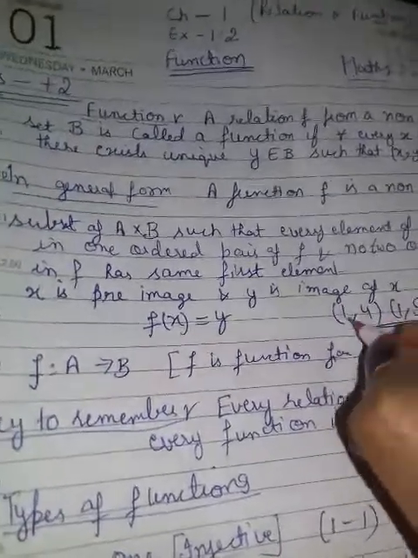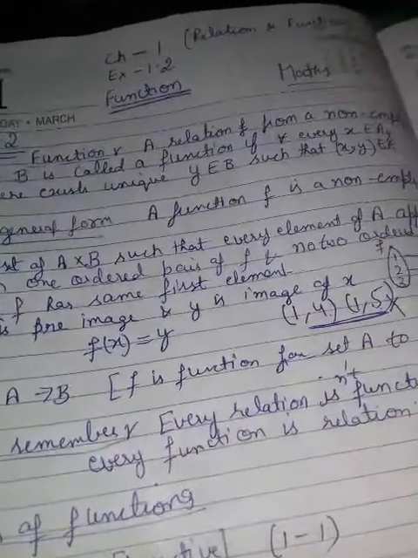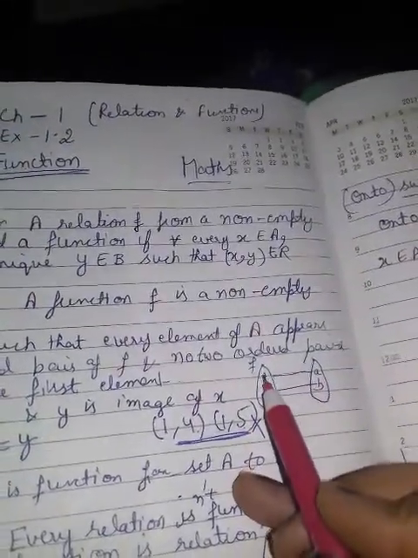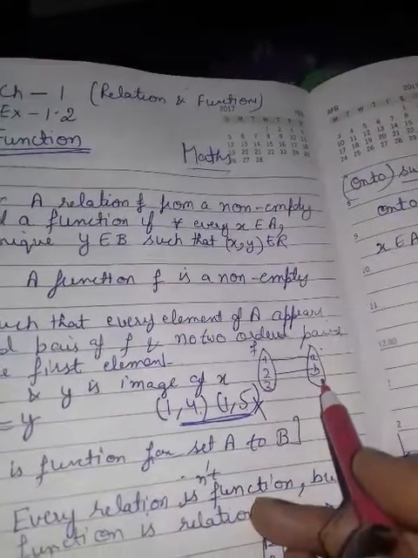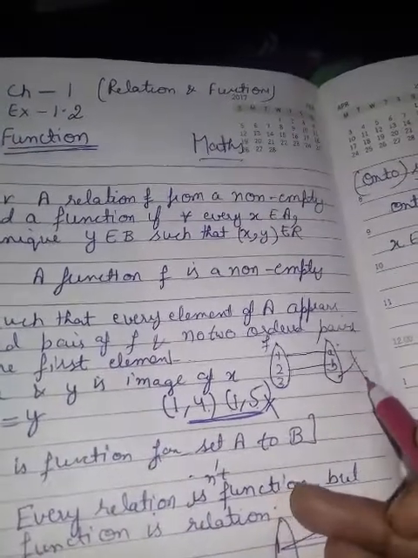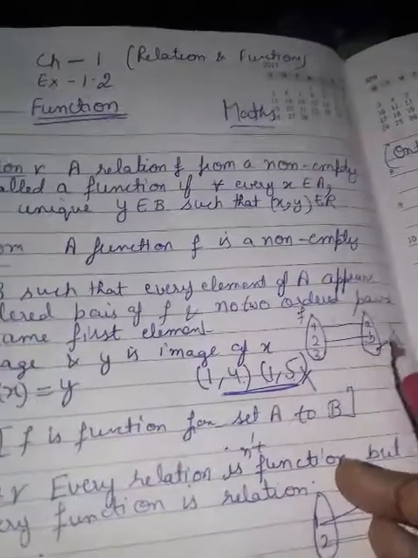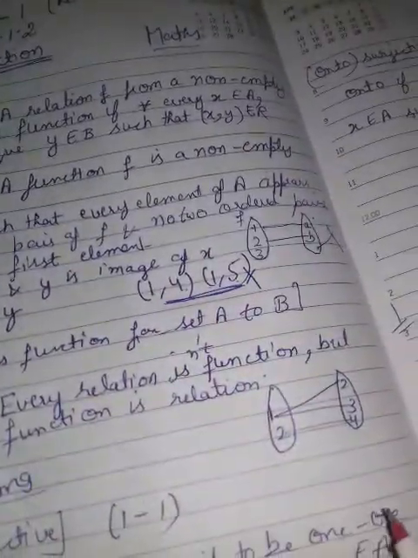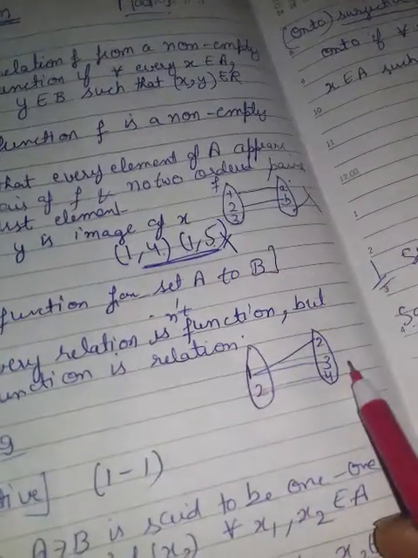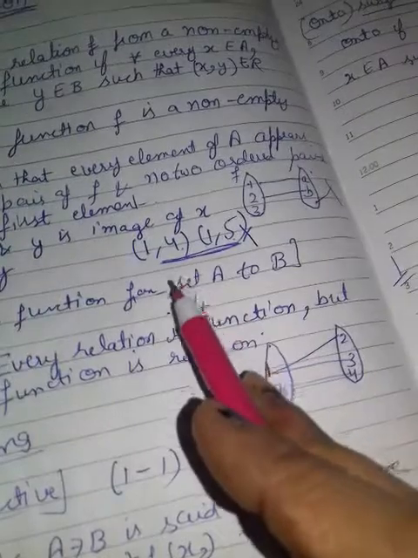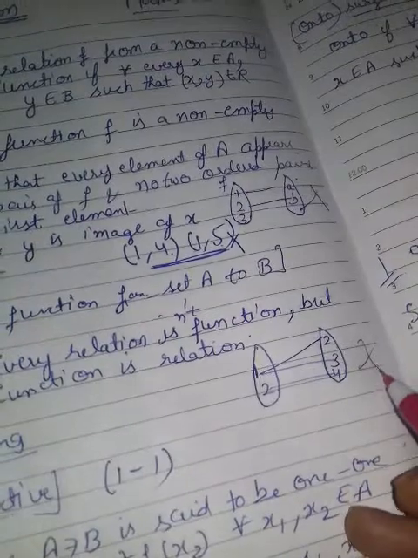It means no two pairs can have the same first element. Like this: 1 is giving 4 and 1 is also giving 5, then this is not a function. Another example: 1 is giving a, 2 is giving b, but 3 has no image, then it is not a function because every element must have a unique image. One more example: 1 is having 2 and 1 is having 3. Here 1 is giving two answers, so this is also not a function.